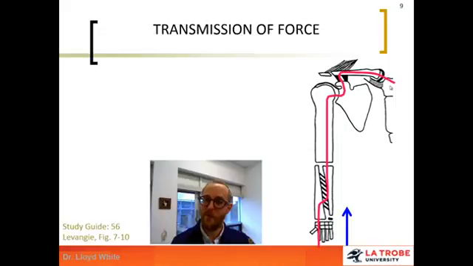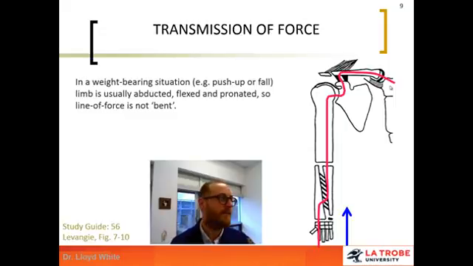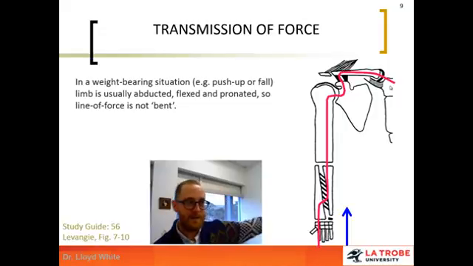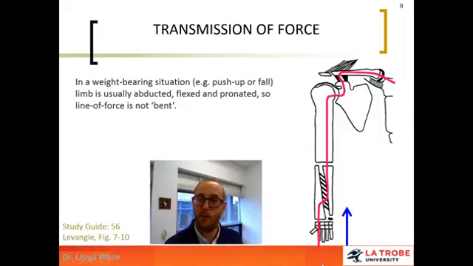Now it looks as though this force is somehow managing to go around corners, but in reality this isn't the case, because in a weight-bearing situation such as a push-up or during a fall, the limb is usually abducted, flexed and pronated. So what appears to be a bent line here is actually going to be a straight line of force transmission from the hand all the way up to the sternum, or at least close enough to being straight that it's not going to cause a fracture of any of the bones along the way.